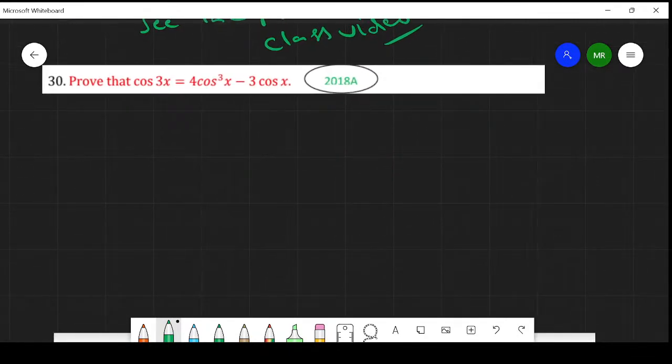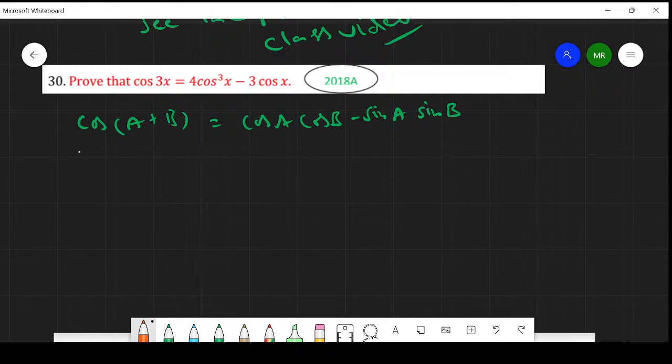In the previous class, I did sin 3x. Now this you can also see. To prove cos 3x, first of all, you should know the cos of x plus y formula, or cos of a plus b formula. What is the cos of a plus b formula? Cos a cos b minus sin a sin b. You should remember this. In the place of a, you write x. In the place of b, write 2x.